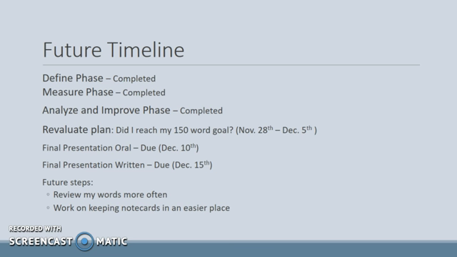Future steps I want to continue beyond this project are, one, to review my words more often so I can integrate them better into my vocab, and then also to keep my note cards in an easier place of access instead of my backpack, so that I can be reminded more frequently throughout the day to work on this project and to increase my utilized vocabulary.